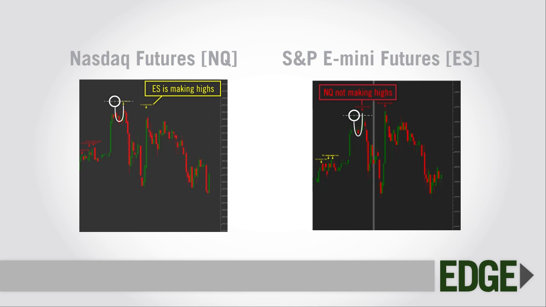And it's not just the NASDAQ compared to the ES. It could be several different correlations that you look at and say, well, why wouldn't the S&Ps make highs with the NASDAQ or vice versa? So that's important to kind of understand.